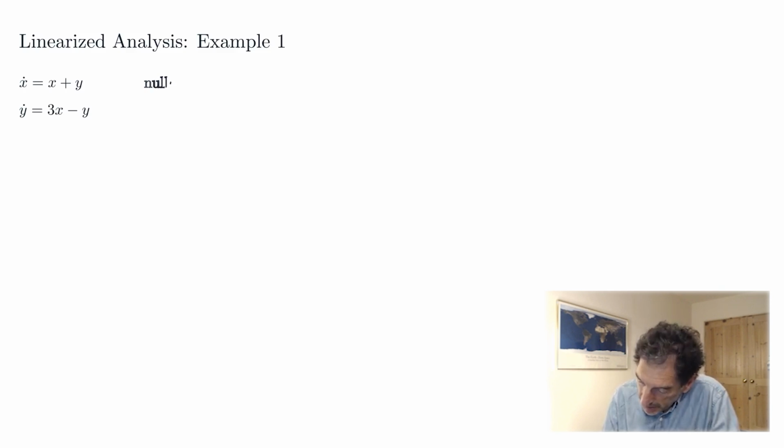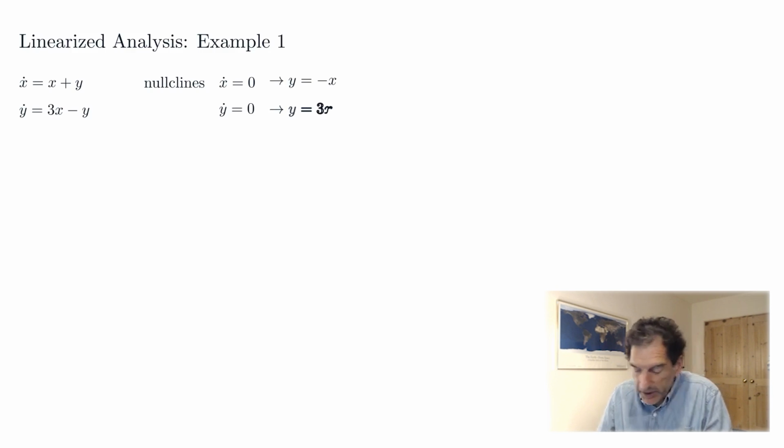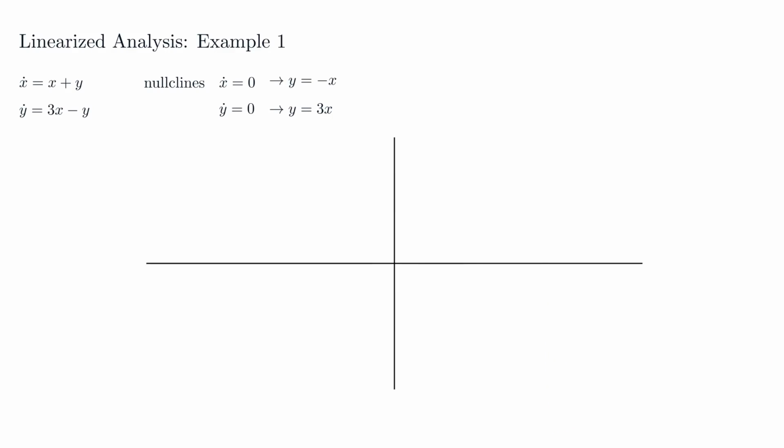So what are the nullclines? x dot equals 0 gives us a nullcline y is equal to minus x. And y dot equals 0 gives us a nullcline y is equal to 3x. So let's look at these in the phase plane.